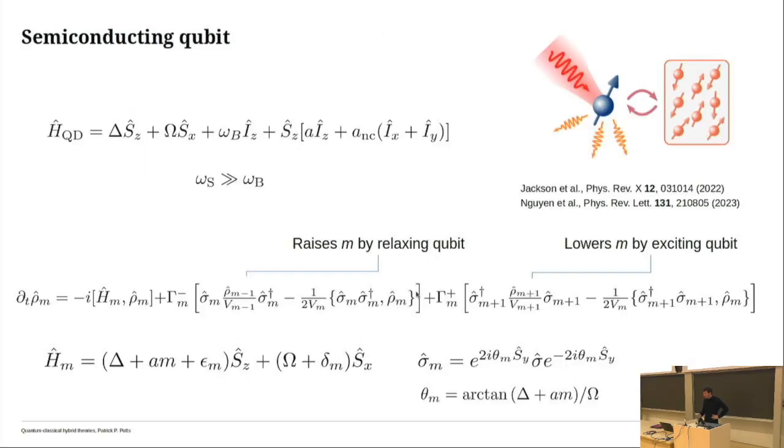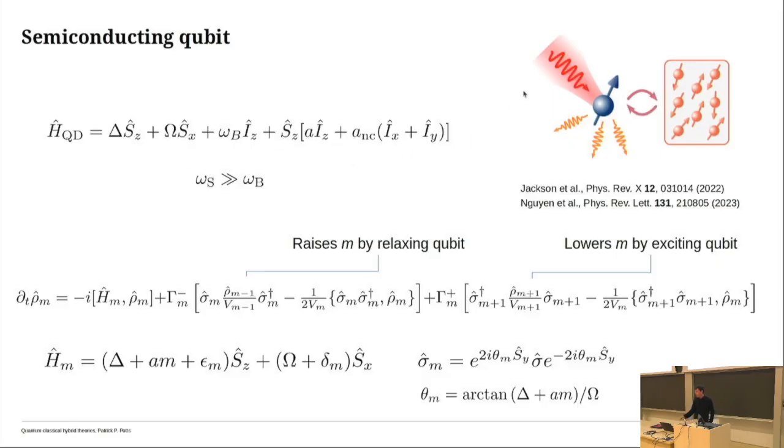So now, in the last few minutes, I would like to talk about the semiconducting qubit scenario, where we're also collaborating with the experimental group in-house of Richard Warburton. And here we have a Hamiltonian that at first sight looks a lot more complicated. So for instance, now we have a big splitting in energy between the system and the nuclear spins. So the nuclear spins have a much smaller splitting than the qubit of the system.